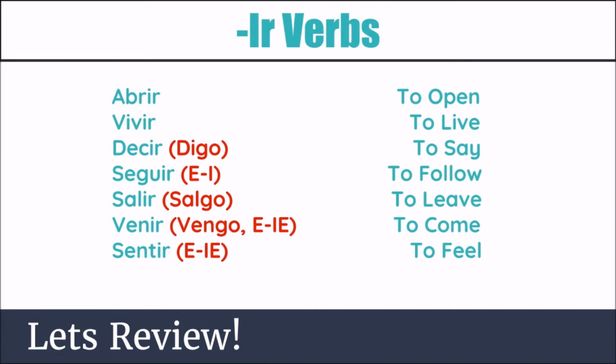Abrir means to open. Vivir means to live. Decir means to say. Remember, that one has a G-O in the yo form, and the E changes to an I. Seguir means to follow, and the E changes to an I again. Salir is to leave, and it changes to salgo. Venir means to come, and it changes to vengo in the yo form, and it changes from E to IE in the L shape. Sentir means to feel, and it changes from E to IE.